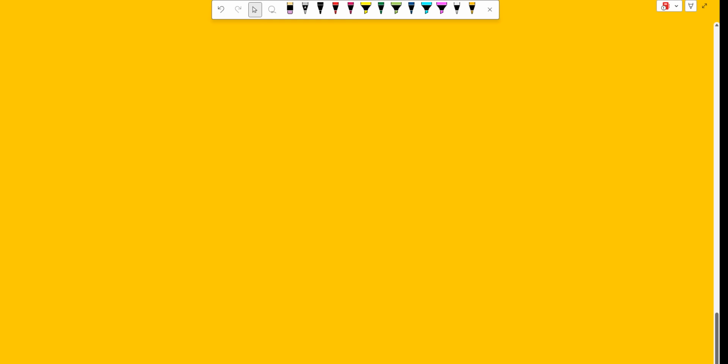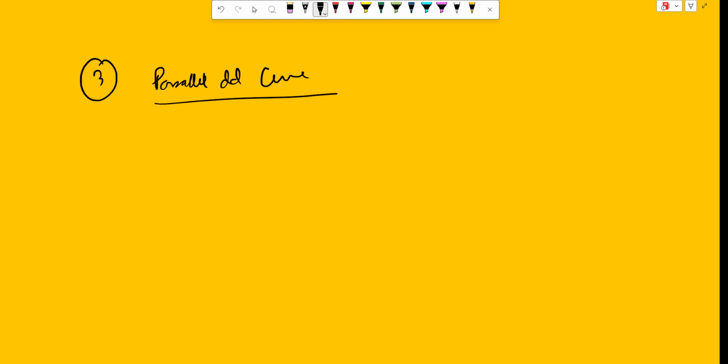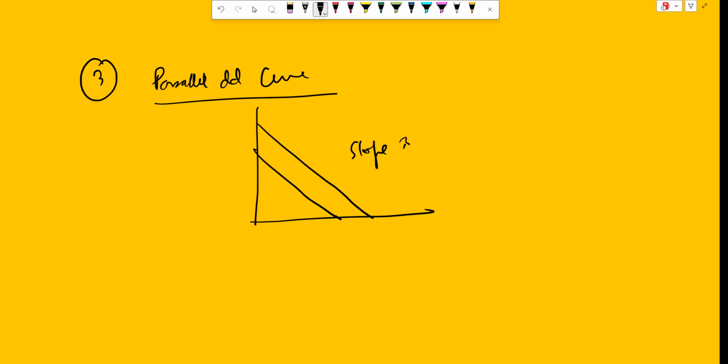Then there is a concept of third, which is called the parallel demand curve. So what is a parallel demand curve? This is the kind of thing. In a diagram I can show it to you in a linear case like this, very normal. So in this case the slope is the same, but the intercept is different. This is the intercept here, this is the intercept here.